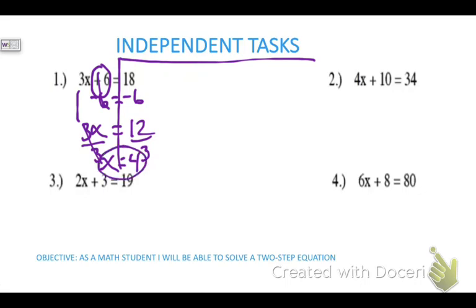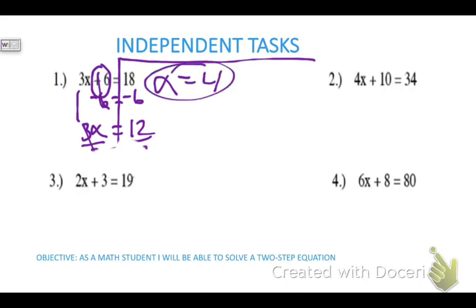And again, Mr. Coleman, you wrote way too big, so here we go. So we got x equals 4 on this side, all right? There you go, that's your solution. All right, let's go to number 2.